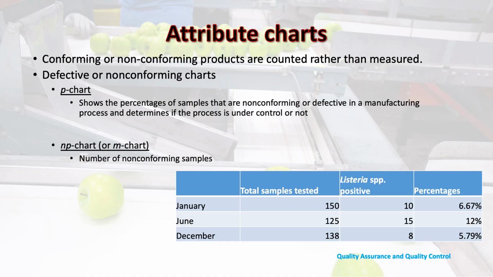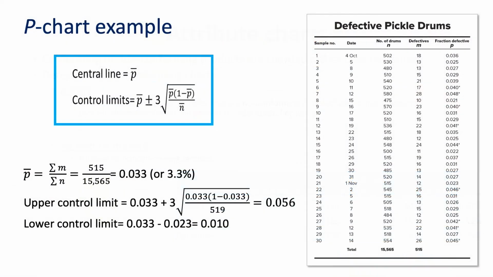If we are using the number of non-conforming products to build the chart, then it's named NP chart. When we use the percentage of those non-conforming products to build the chart, it's named P chart. Here's one example. The table on your right-hand side shows the number of drums of Pecos produced every day from October 4th to November 14th. The number of defect products was recorded for every single day. The percentage of defects for every day was also calculated.